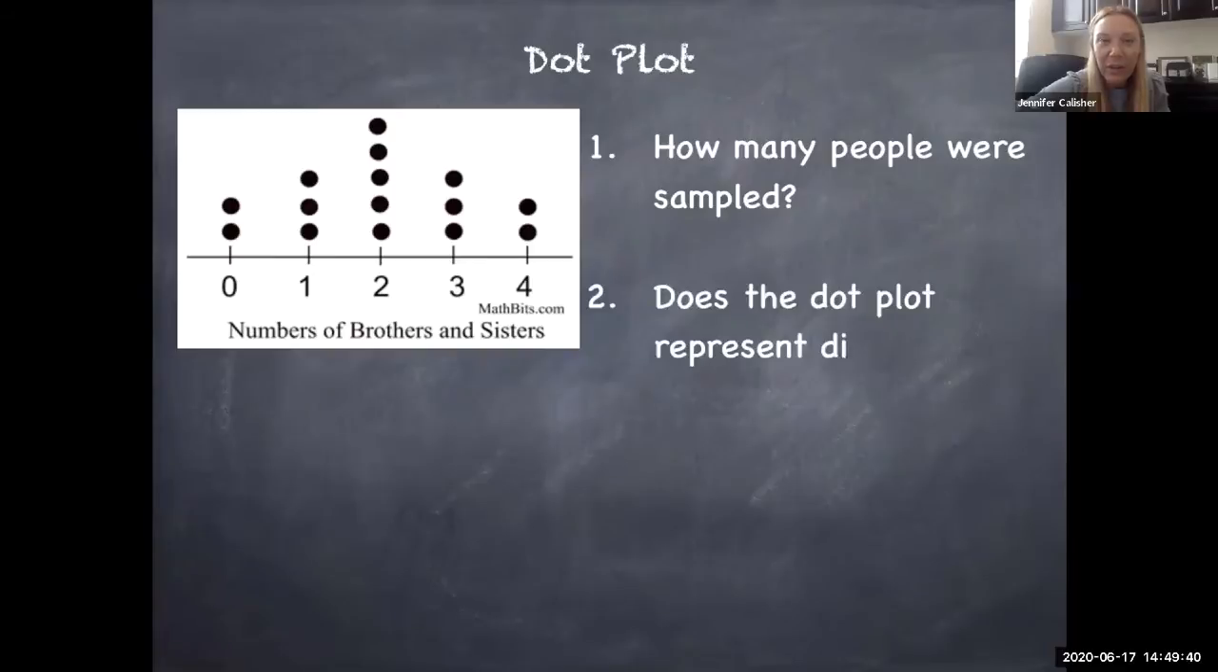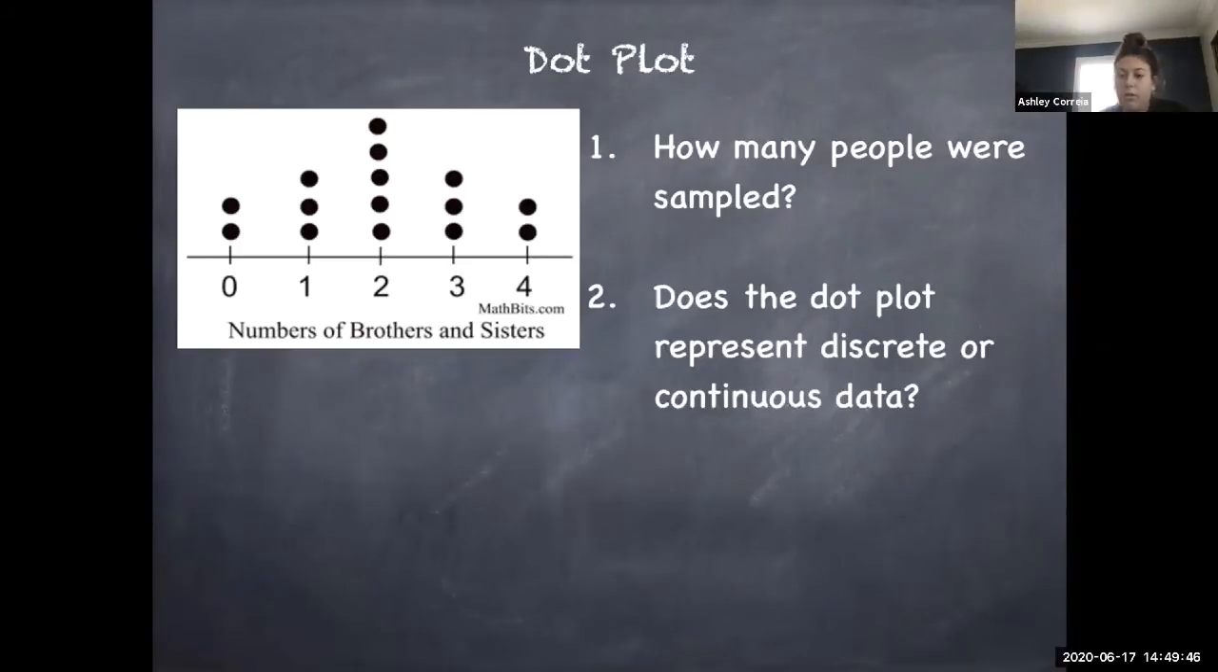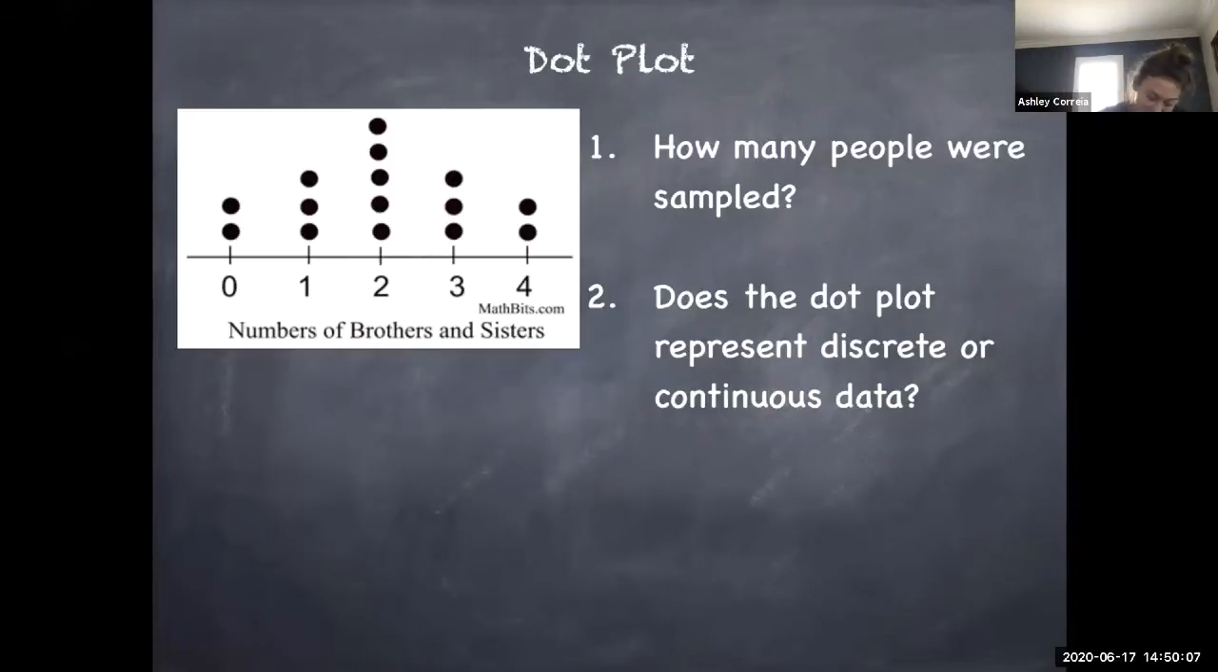Do I have another question? What does question number 2 say, Ashley? Does the dot plot represent discrete or continuous data? That's a good question. Ashley, I'm going to have you answer it. Do you remember the difference between discrete and continuous? You got a 50-50 shot again. Is it discrete or continuous? Discrete. Woohoo! Why is it discrete?